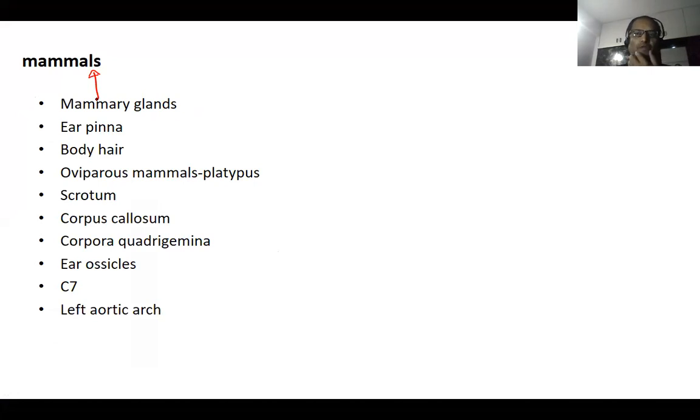All animals of the mammals have mammary glands. There is no exception in this. The mammary gland, as you know, is commonly called a breast. It is nothing but a gland which produces milk, as you all know.